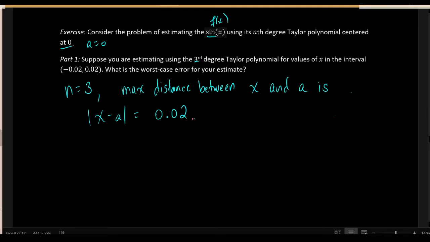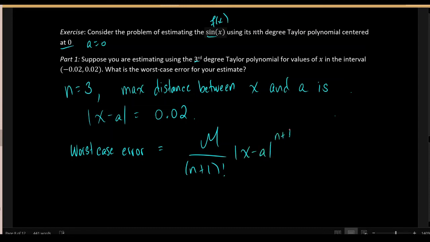So they say, all right, based on that information, what is the worst case error for your estimate? Now the worst case error is given by this upper bound in Taylor's inequality. It's given by m divided by n plus 1 factorial times x minus a to the power n plus 1, where m is the number that bounds the absolute value of the n plus first derivative.